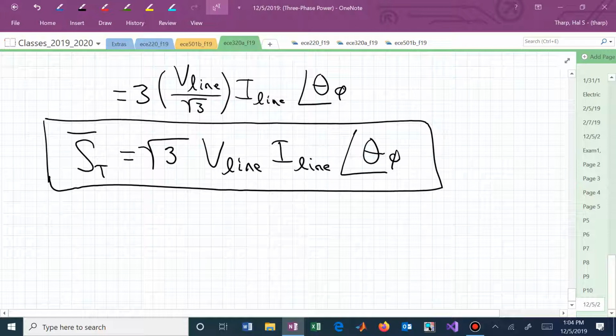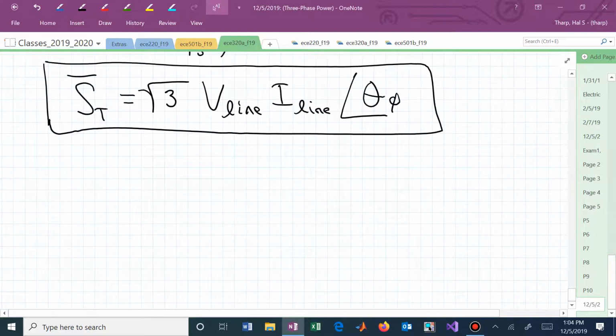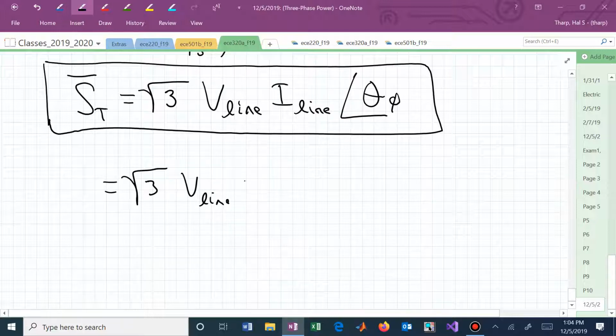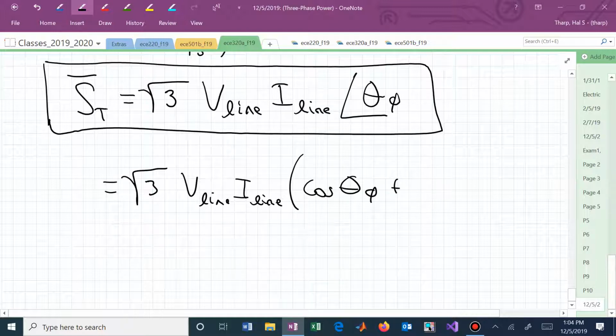You could say, well, they told me the total real power. I don't know S sub T. Well, you now know the real part of that if they told you the total real power, the total average power. This is now also the square root of 3 V line, I line, and now we can just use Euler: cosine theta phi plus j sine theta phi.